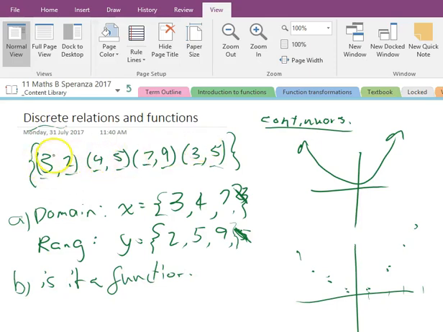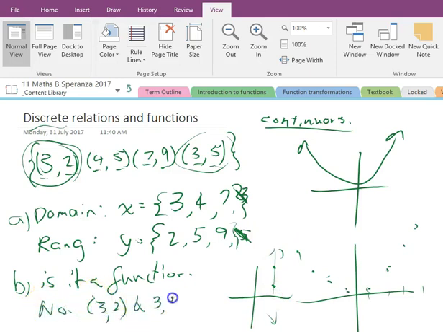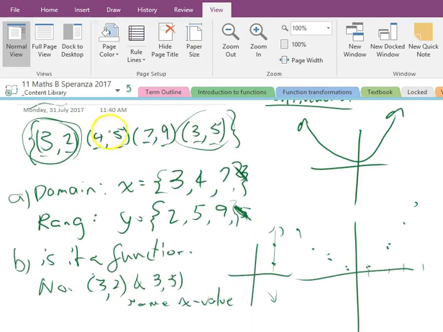Now this relation here doesn't pass the vertical line test because we have a point (3, 2) and we have a point (3, 5). So that's where (3, 2) would be, that's where (3, 5) would be, and a vertical line would pass through them both. So this is not a function because (3, 2) and (3, 5) have the same x value.